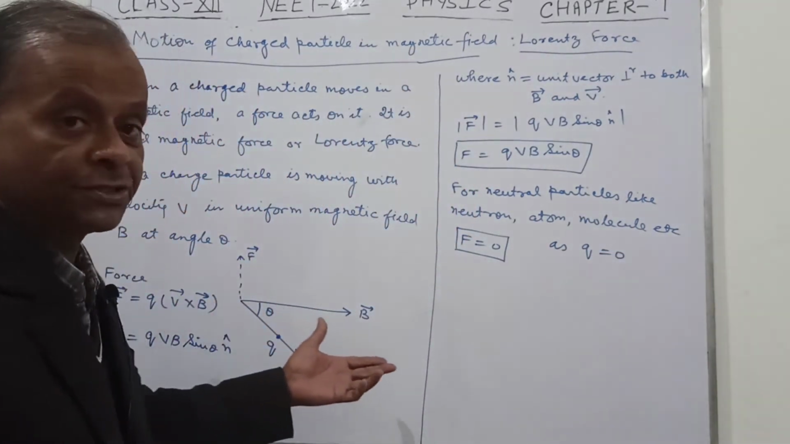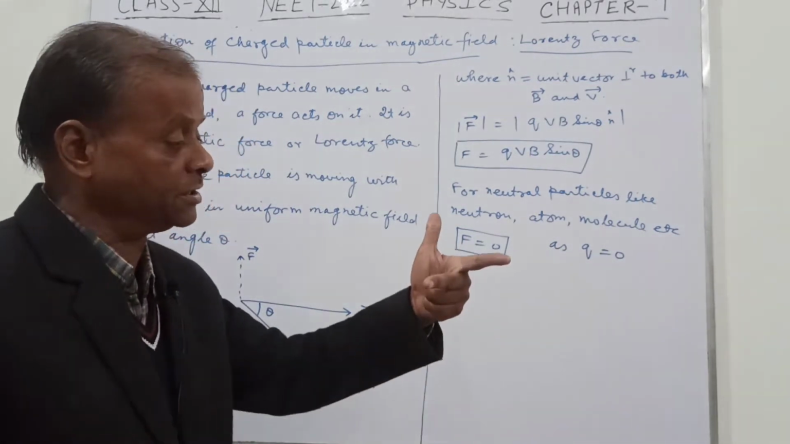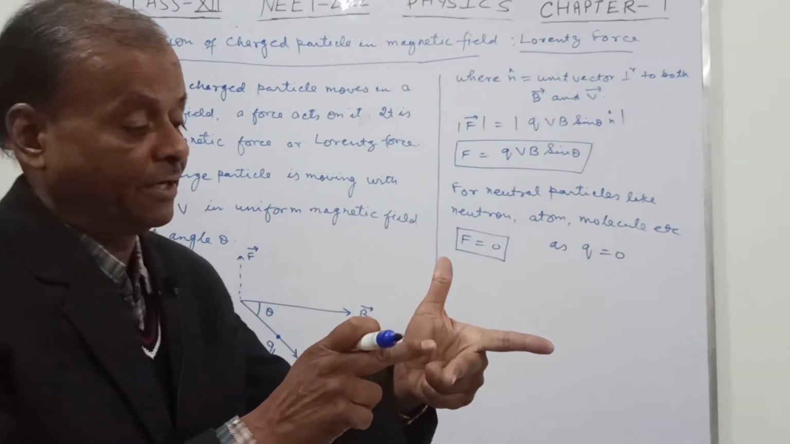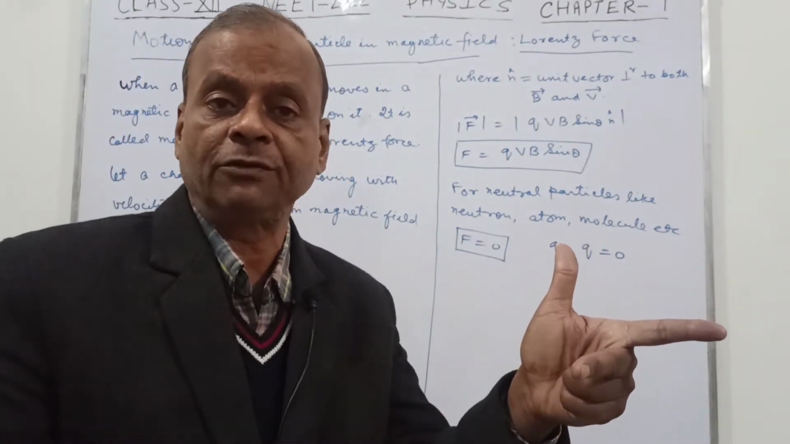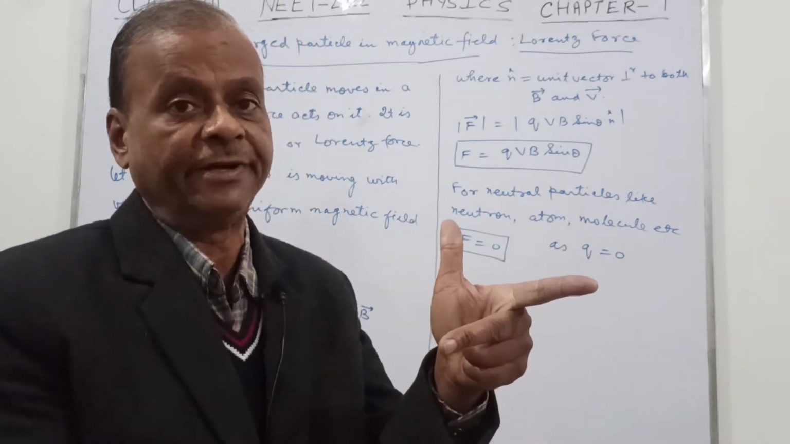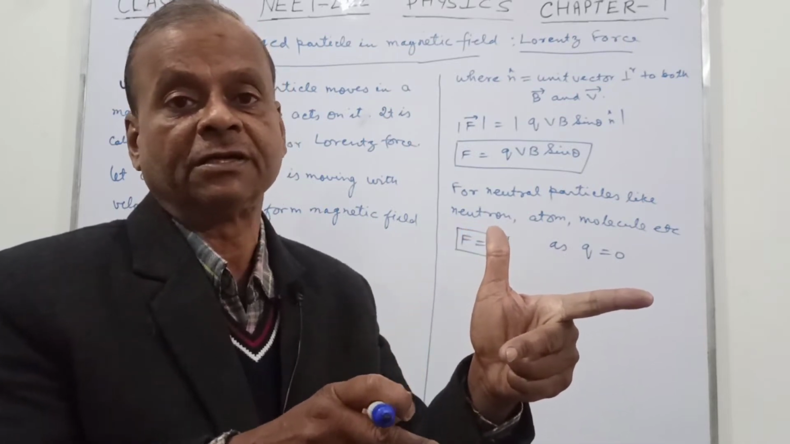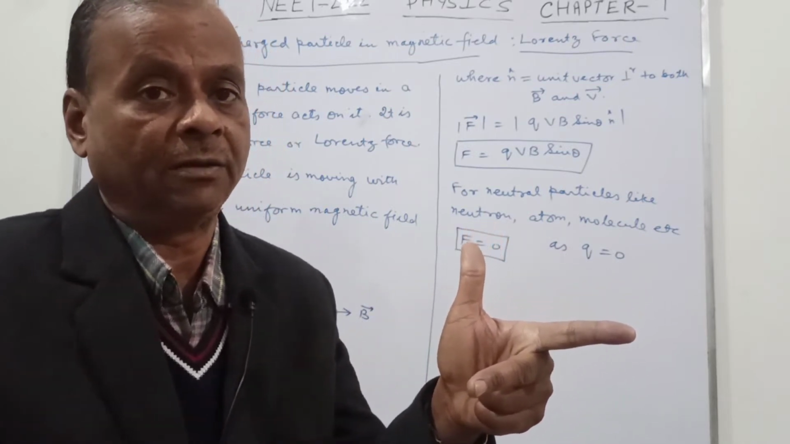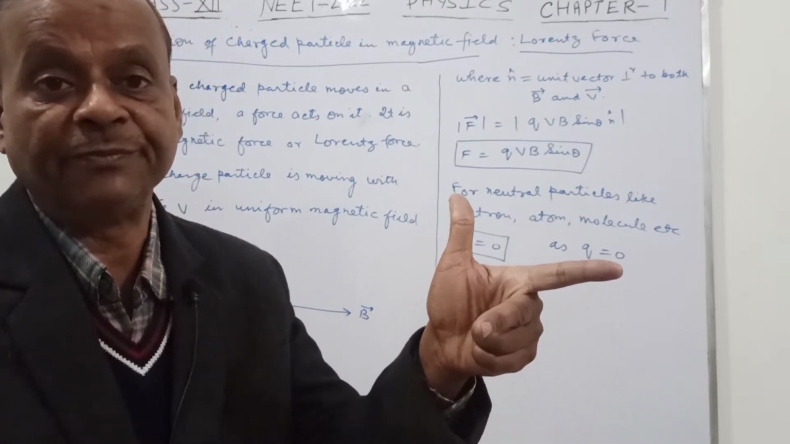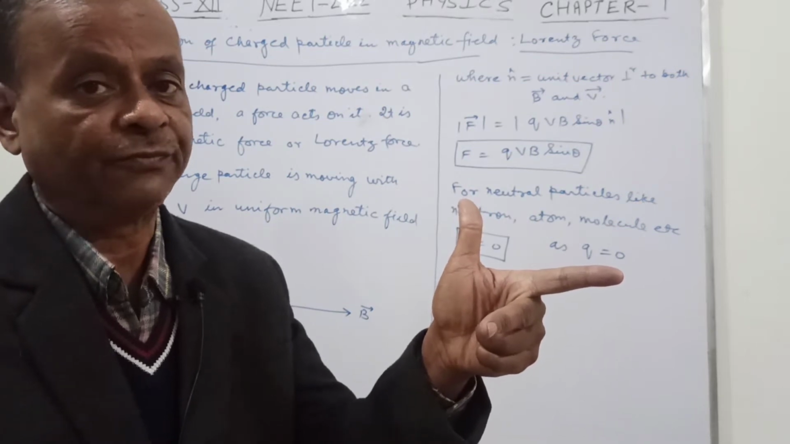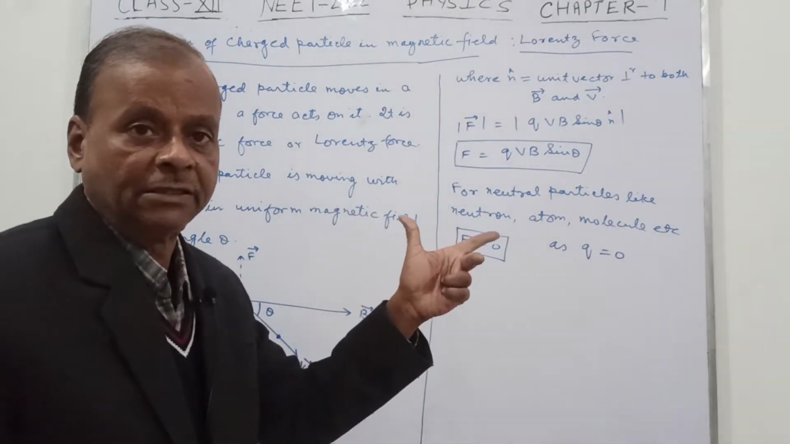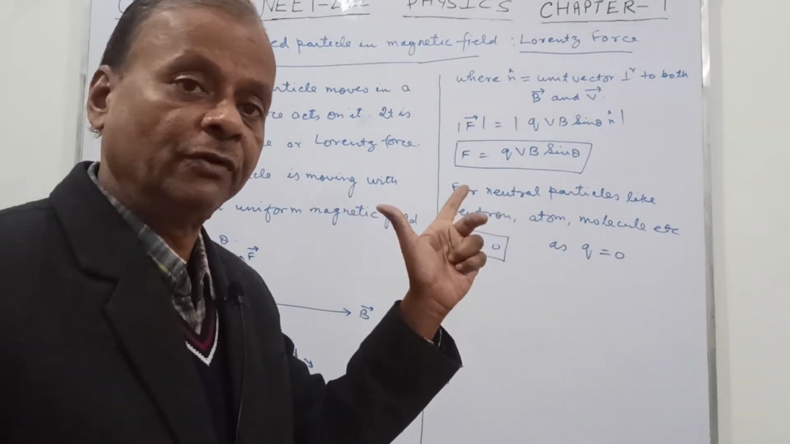Now the direction of this force is given by Fleming's left-hand rule. The forefinger, the middle finger and the thumb are stretched perpendicular to each other in such a way that the forefinger represents the direction of the magnetic field and the middle finger the direction of the particle moving with velocity v. Then the thumb will be the direction of the force. So this force is always perpendicular to both the magnetic field and the velocity.